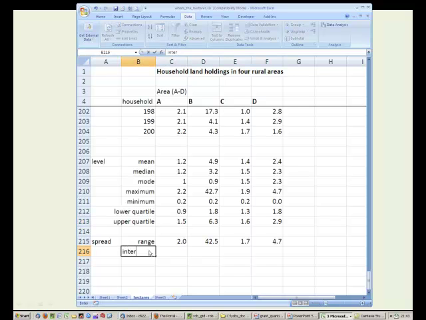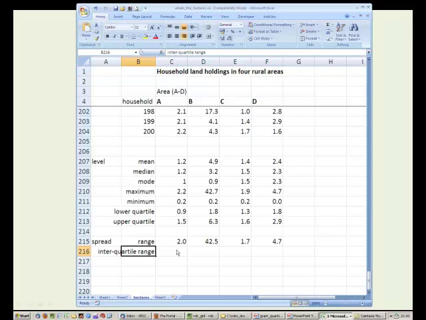And that's got this lovely name, the interquartile range. So we need to get the upper quartile and subtract the lower quartile. You can do that for others as well.